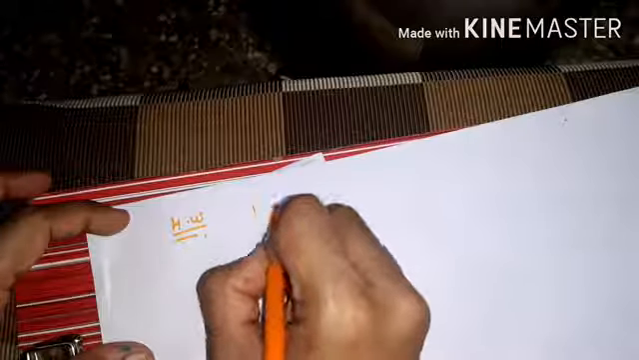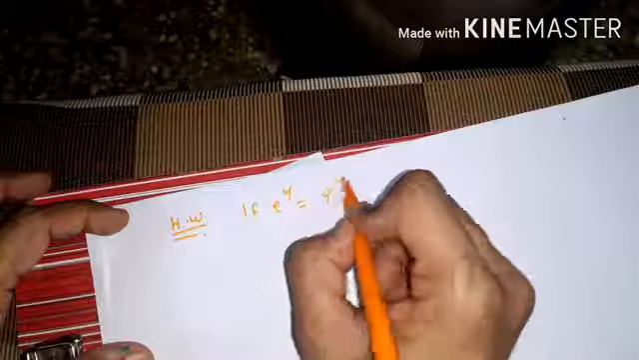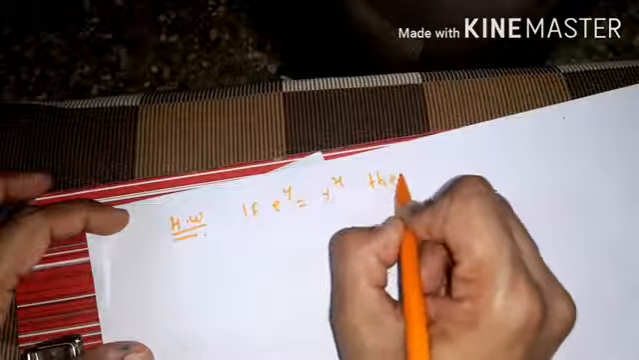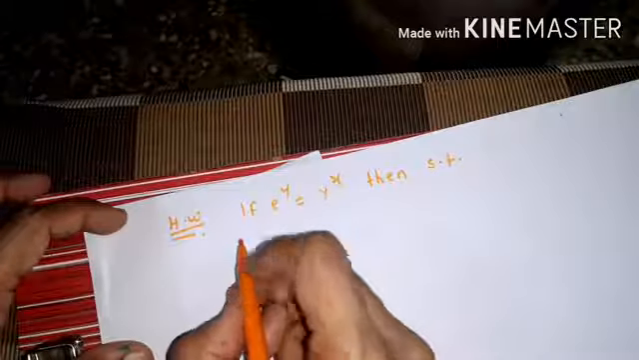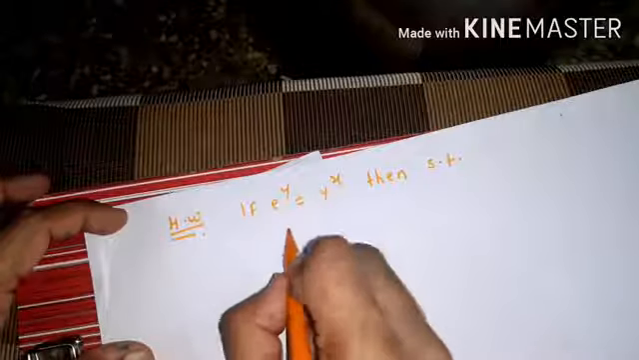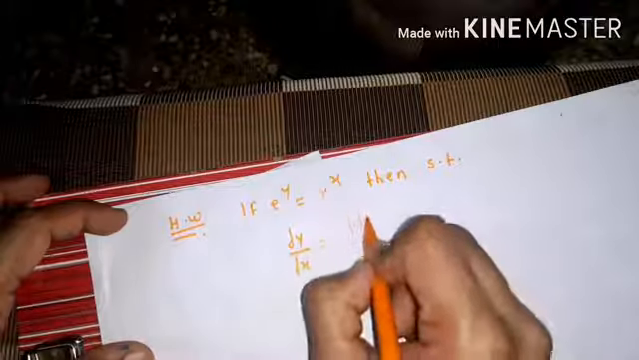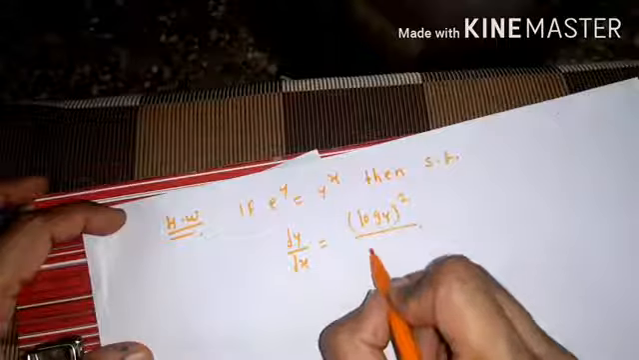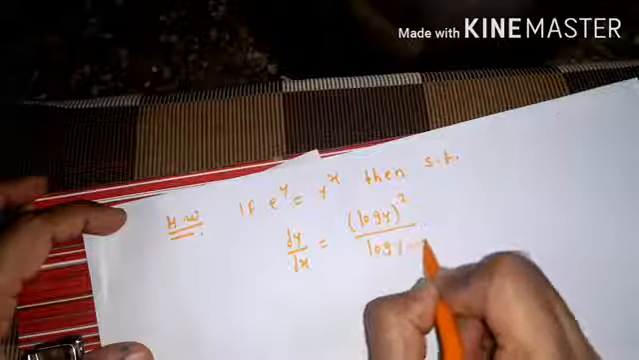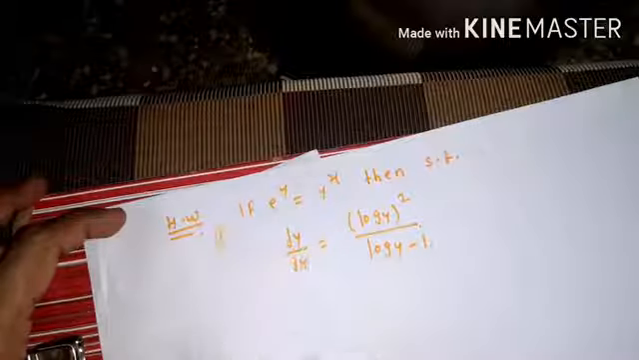If e raised to y equal to y raised to x, then show that dy by dx equal to (log of y) whole square upon log of y minus 1. Okay, please try to solve this problem.